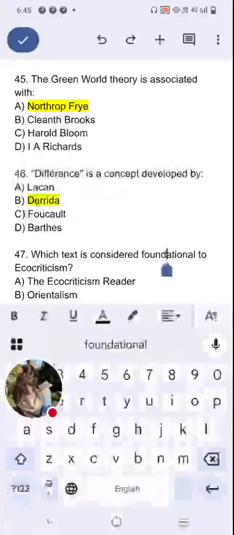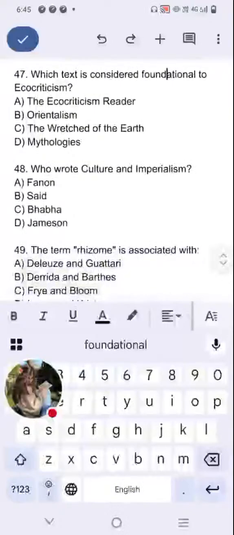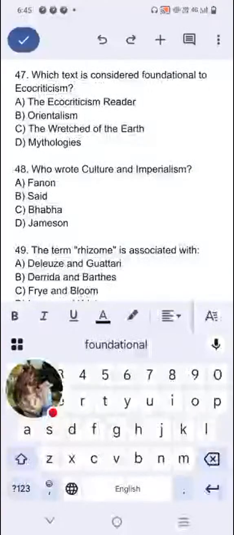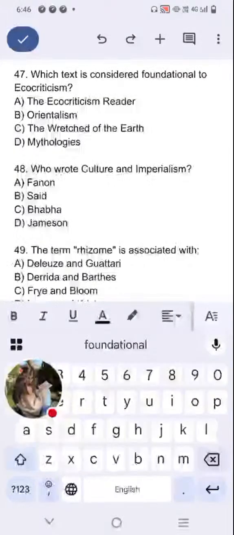Next question. Which text is foundational to eco-criticism? Option A, the eco-criticism reader. Option B, Orientalism. Option C, the wretched of the earth. Option D, mythologies. Which text is considered foundational to eco-criticism? I'll be honest, once again, I had my doubt. My doubt was between A and C because I know Orientalism is not the answer. That is post-colonial theory. And mythology is mostly connected with structuralism. So my doubt was between A and C.